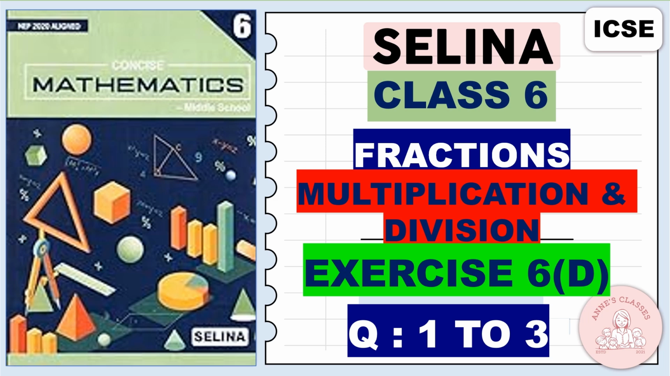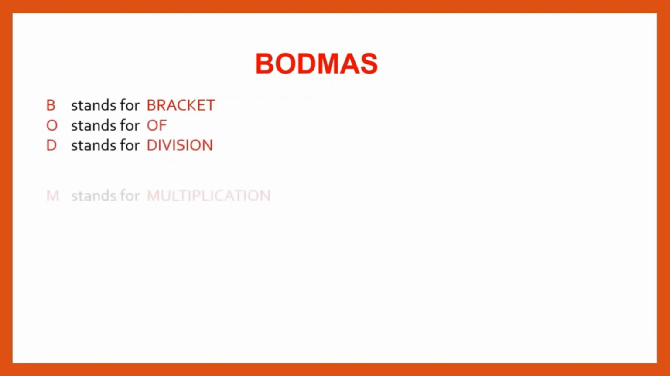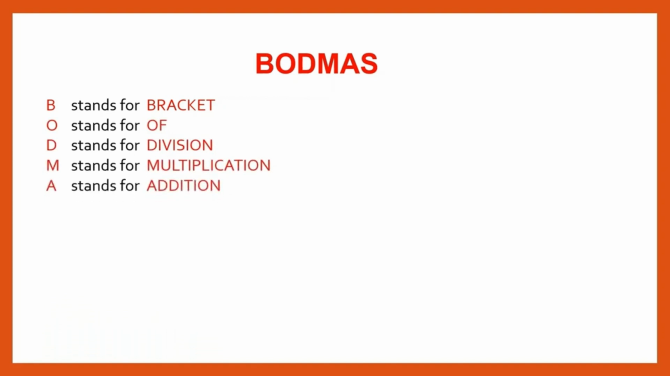Let's do fractions. Exercise 60. BODMAS. What is BODMAS? It is an acronym where the first letter of each word is taken and a word is formed out of it called BODMAS. Where B stands for bracket, O stands for of, D for division, M multiplication, A addition, S subtraction.